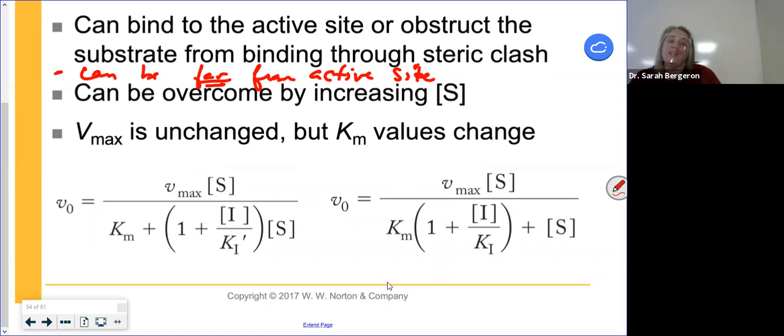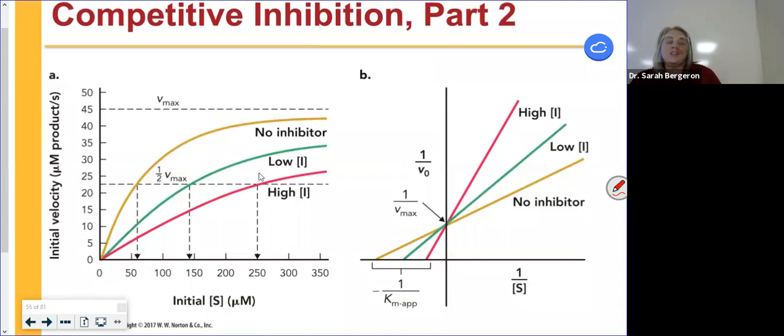You don't have to know all the formulas. Okay, so let's look at a graph, right? The orange line is no inhibitor. If we add in a little bit of inhibitor and continue to add substrate, it'll take a lot more substrate, but eventually we're going to get to that Vmax. But because we had to add more substrate in order to get to that Vmax, what happened to our Km?